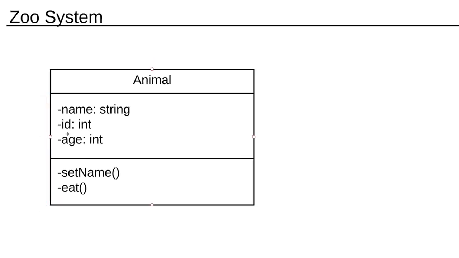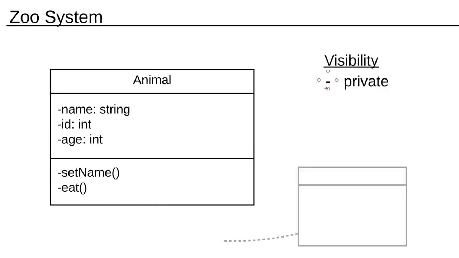Now let's talk about the visibility. The visibility of an attribute or a method sets the accessibility for that attribute or method. So right now we have a minus sign for all of these, which indicates that each of these attributes and methods are private. They can't be accessed by any other class or subclass.